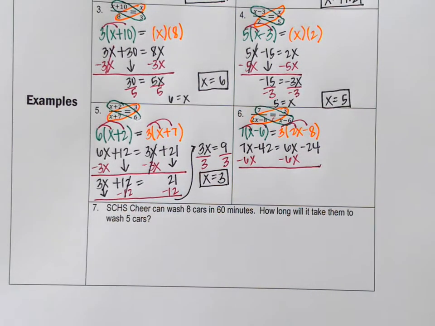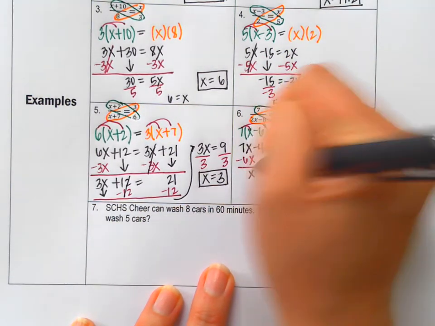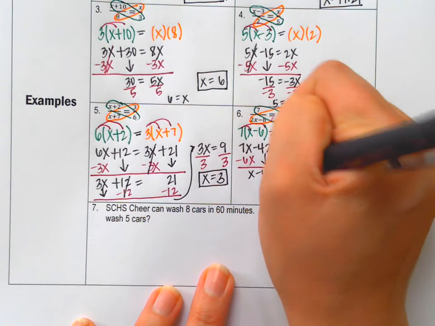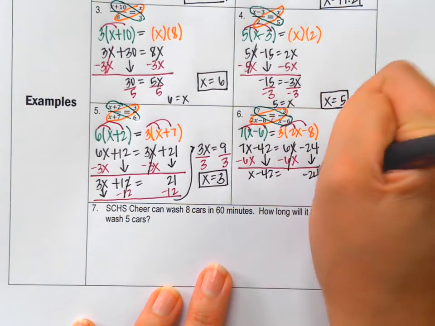I continue to solve by getting my x's on one side of the equation. 7x minus 6x is 1x. Bring down that minus 42. These cancel, which was my goal, and the negative 24.